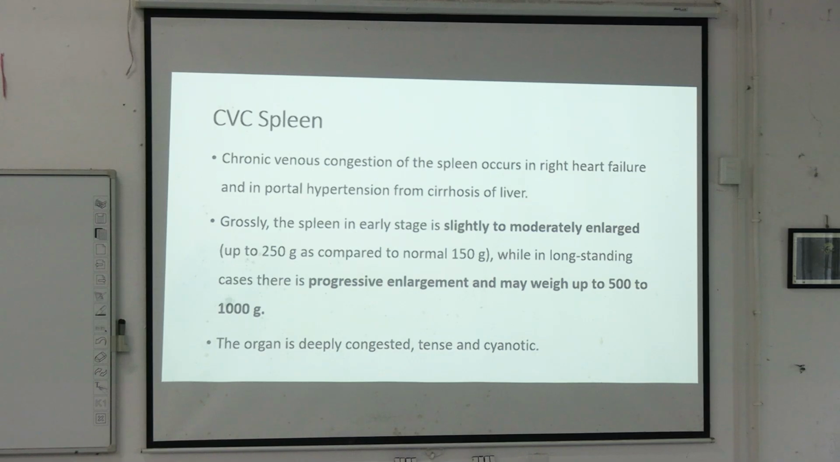Now chronic venous congestion in the spleen. Chronic venous congestion of the spleen occurs in right heart failure and in portal hypertension from cirrhosis of the liver. Grossly, the spleen in the early stage is slightly to moderately enlarged, while in long-standing cases there is progressive enlargement, and it may weigh up to 500 to 1000 grams. The organ is deeply congested, tense, and cyanotic.